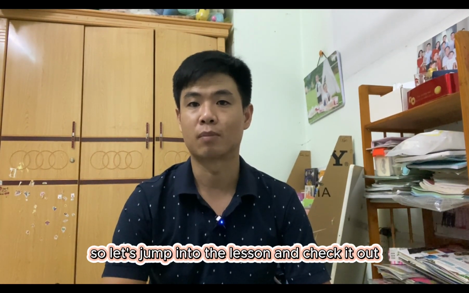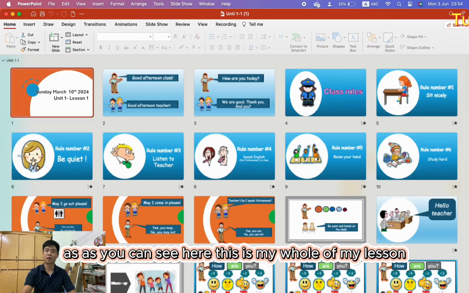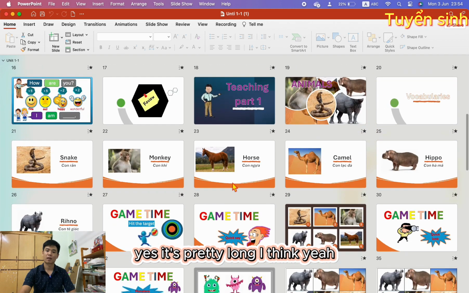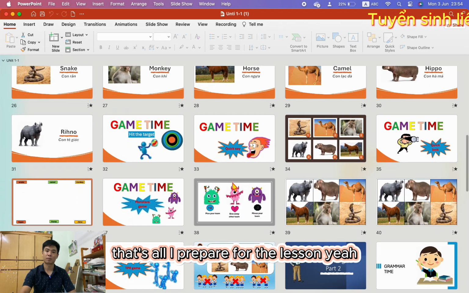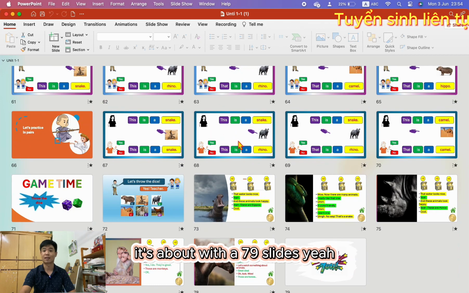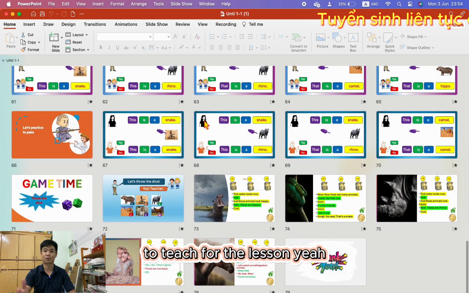So let's jump into the lesson and check it out. As you can see here, this is my whole lesson. It's pretty long, I think. That's all I prepared for the lesson, about 79 slides to teach the lesson.